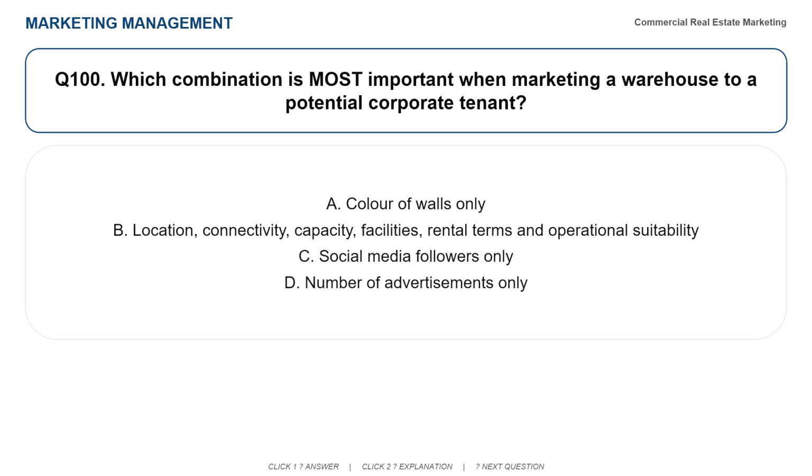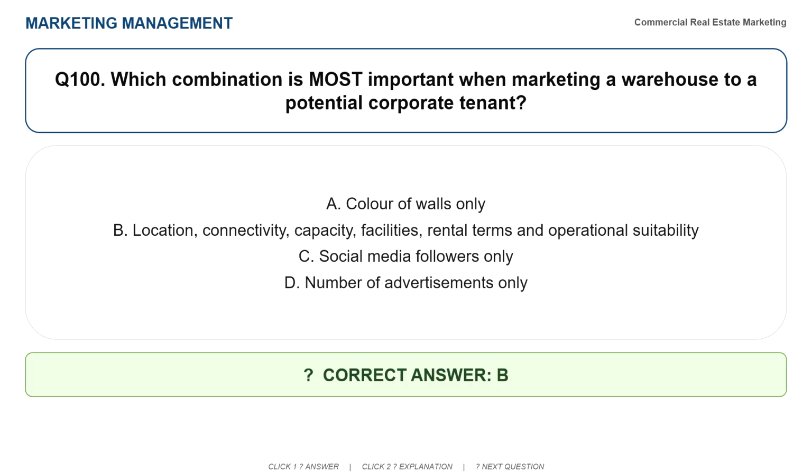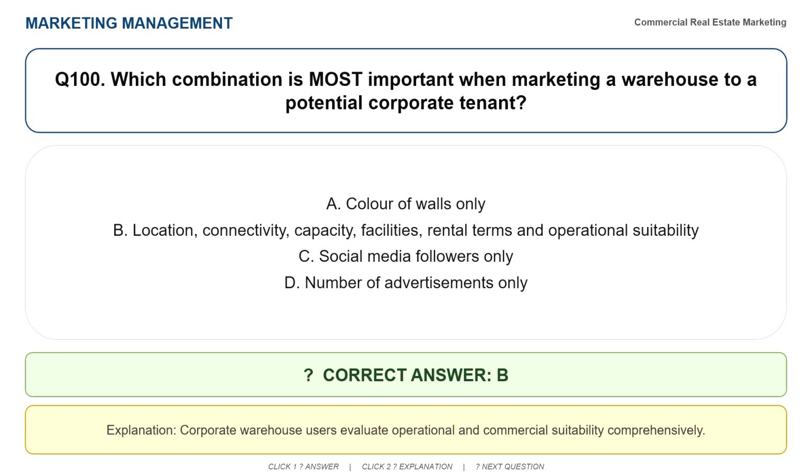Question 100. Which combination is most important when marketing a warehouse to a potential corporate tenant? Option A, color of walls only. Option B, location, connectivity, capacity, facilities, rental terms, and operational suitability. Option C, social media followers only. Option D, number of advertisements only. The correct answer is B. Explanation. Corporate warehouse users evaluate operational and commercial suitability comprehensively.